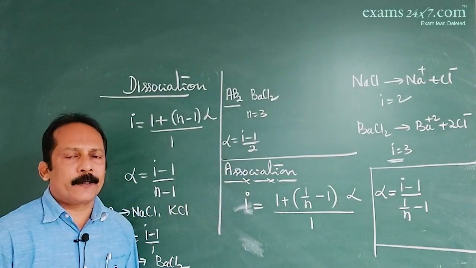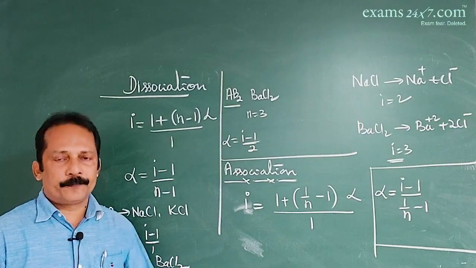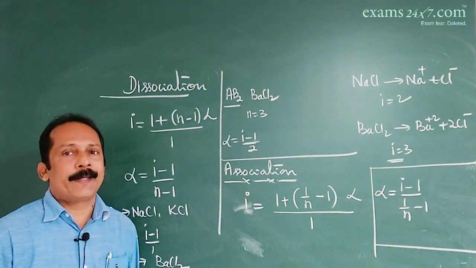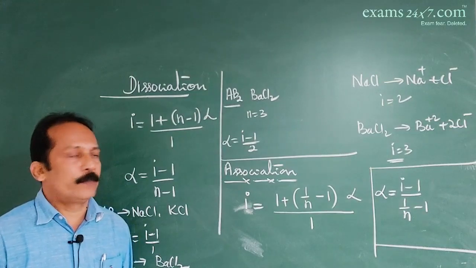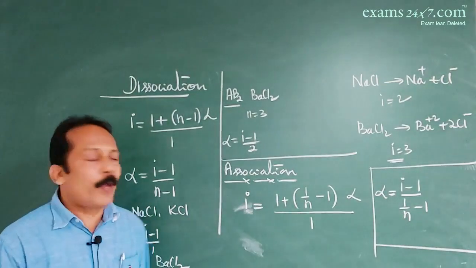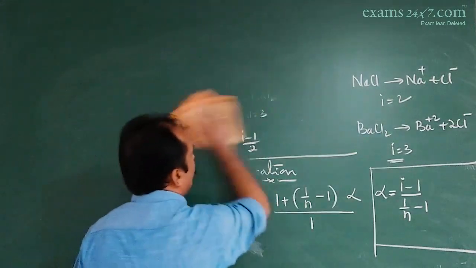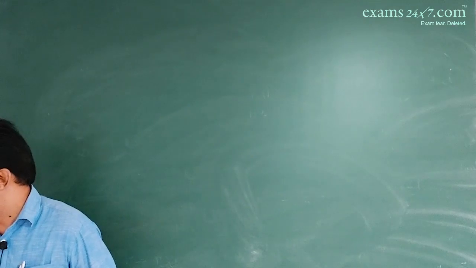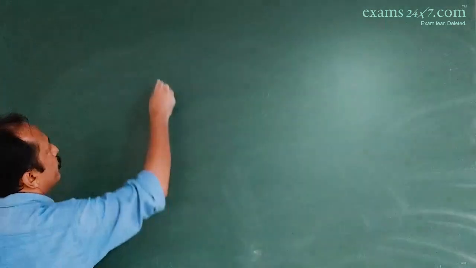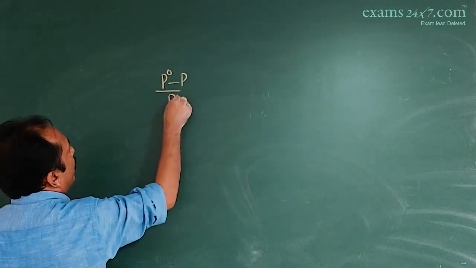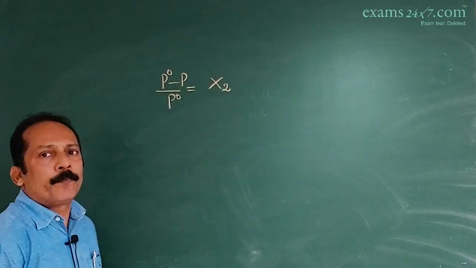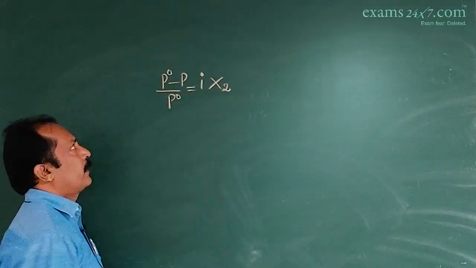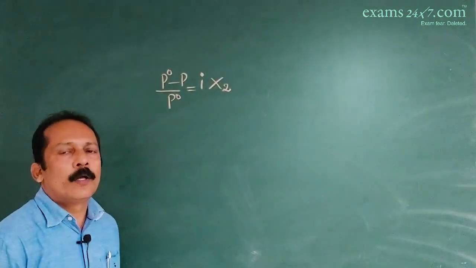Now based on this van't Hoff factor, all the formulas are given along with the van't Hoff factor, called the modified equations. First one, the relative lowering of vapor pressure. When you consider a non-electrolyte, the relative lowering of vapor pressure, (P naught minus P) by P naught, is equal to X2. When you consider an electrolyte, you have to take account of the van't Hoff factor. Therefore, (P naught minus P) by P naught is equal to i into X2.